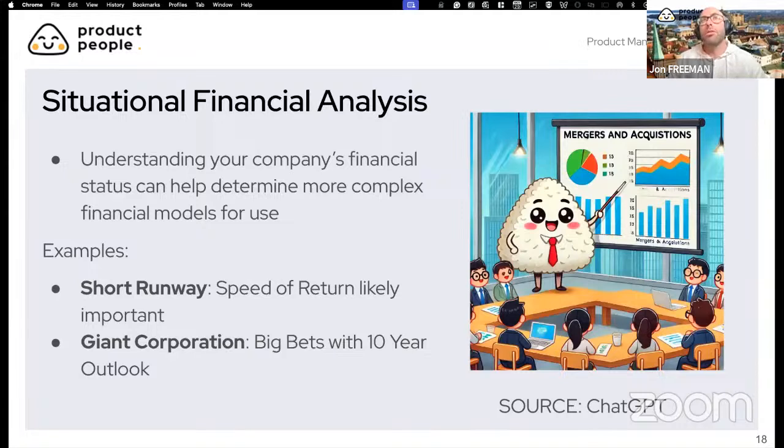I want to talk about situational financial analysis, meaning it's not always as simple as black and white cost benefits. You also want to understand your company's financial situation to understand maybe some more complex tools that you can use to help you attain buy-in. For example, maybe you're at a small company, maybe you're a startup, pre-Series A, trying to get funding. Maybe you've got a short runway as a consequence of that.